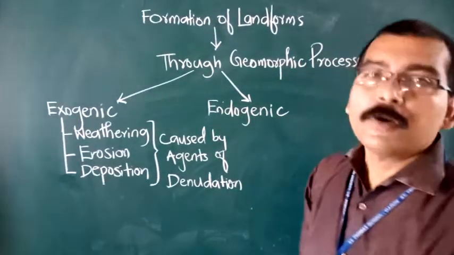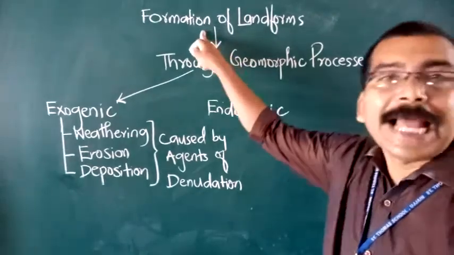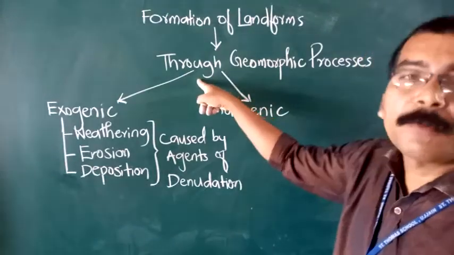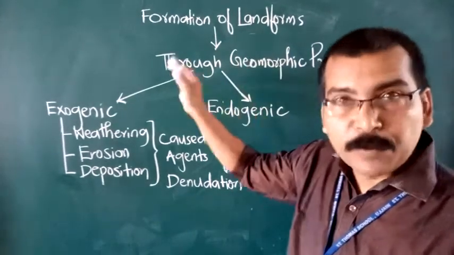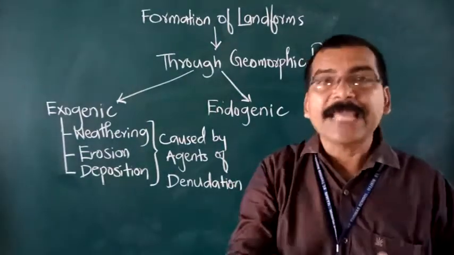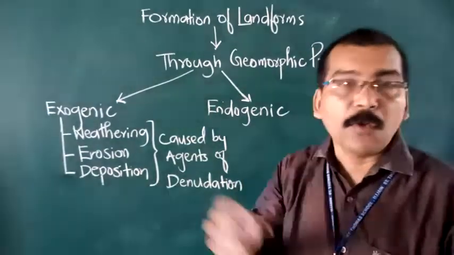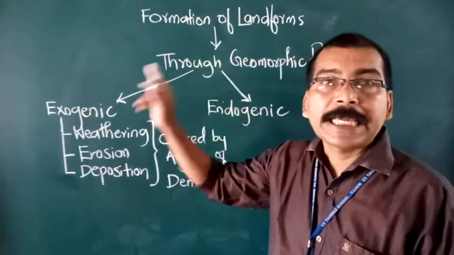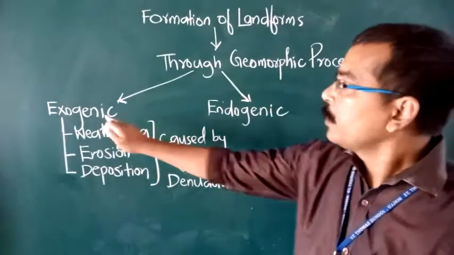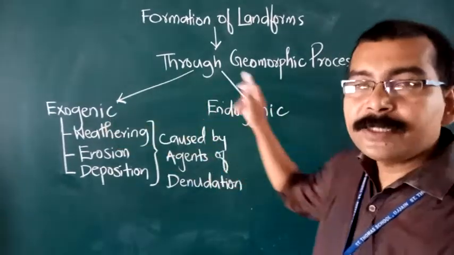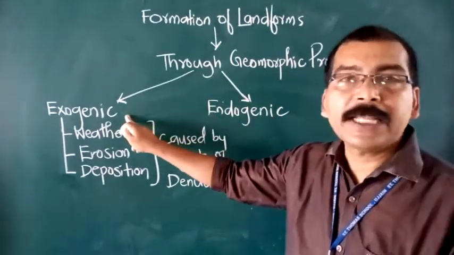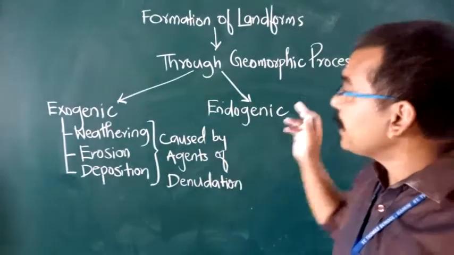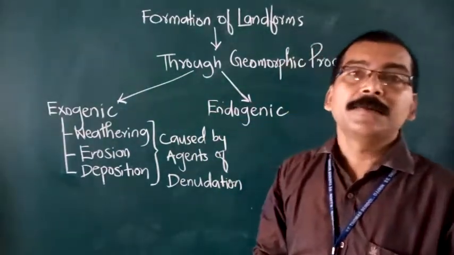So far we have discussed that the landforms are formed due to geomorphic process. Geomorphic process is the scientific name given to the formation of various landforms, and this geomorphic process can be of two types: exogenic and endogenic. Exogenic are external process and endogenic are internal process.